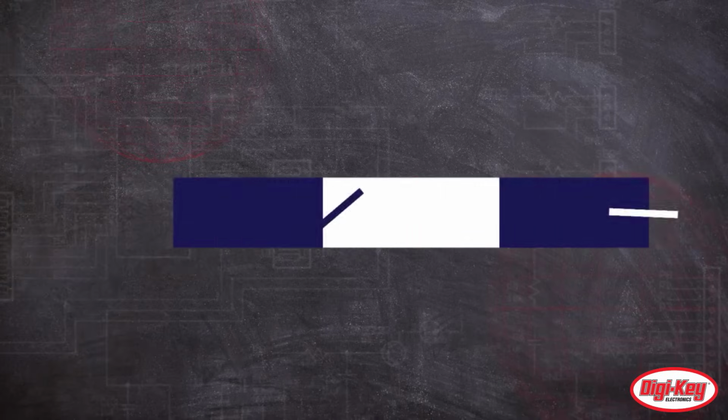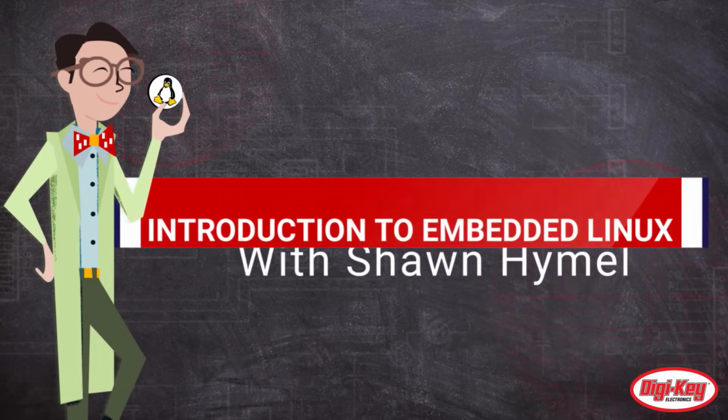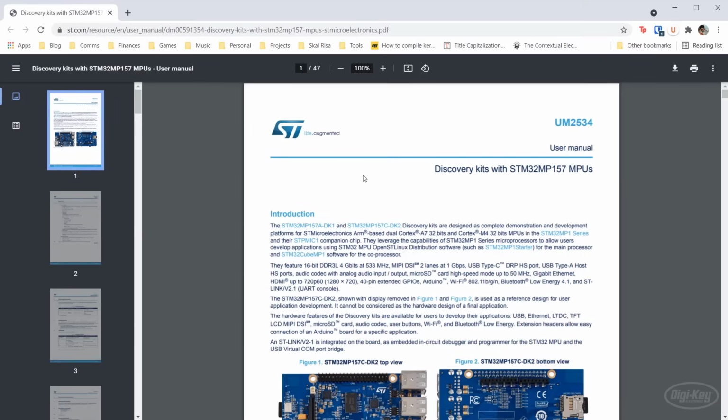In the previous episode, we created a custom layer in the Yocto project. We're going to use that custom layer to create a patch for the device tree so that we can enable one of the I2C ports on the board. To start, I recommend looking at the datasheet for your particular board.